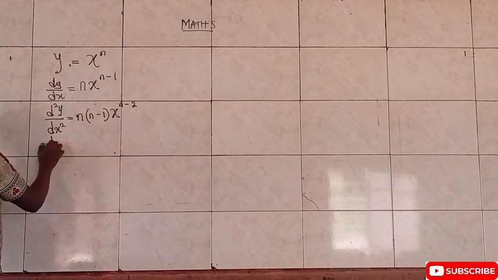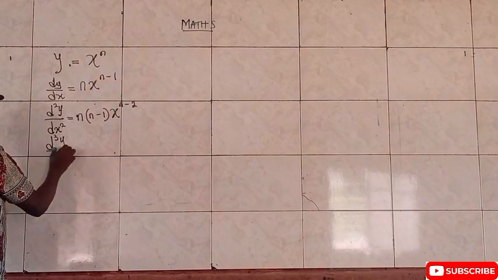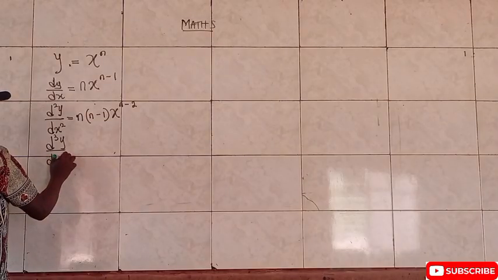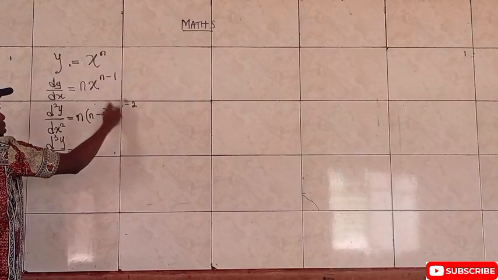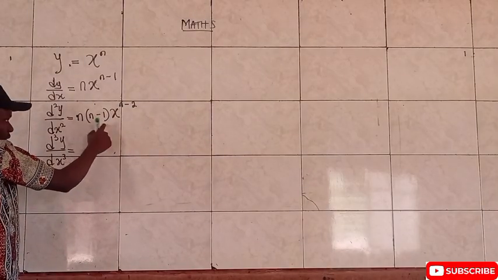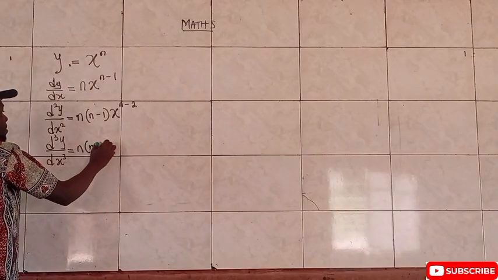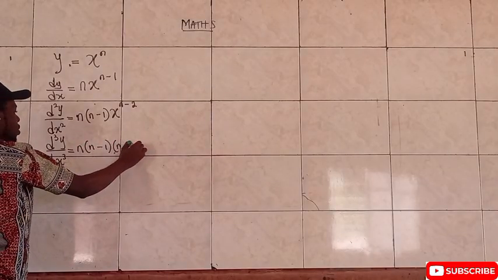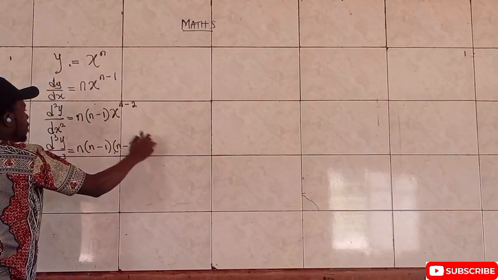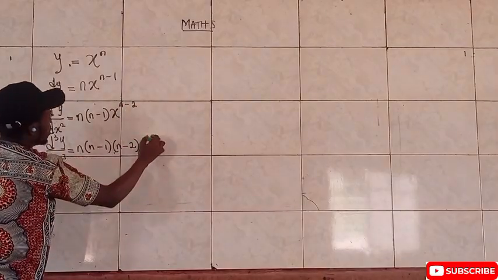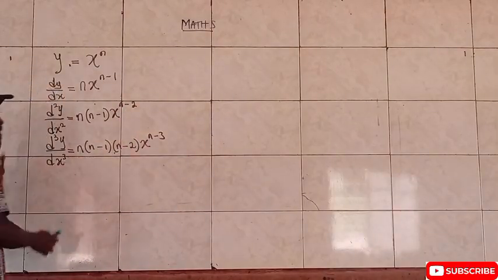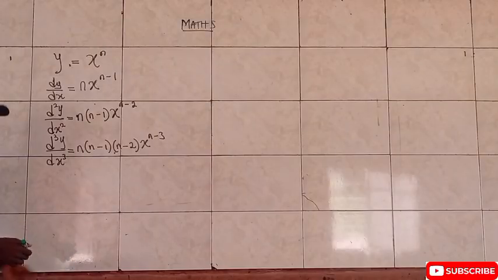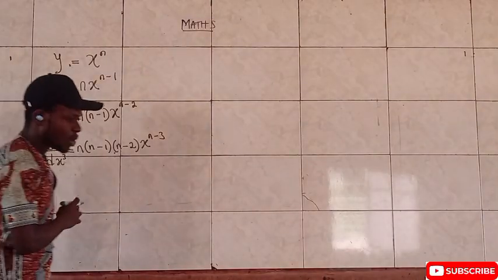If I'm going a third time as well, it's still the same process. It's going to become, this one comes to the back again. These are constants. It becomes n times n minus 1, times n minus 2. Then I have x raised to the power n minus 2 minus 1, so it becomes n minus 3. And that is how it goes on and on, just for you to observe.